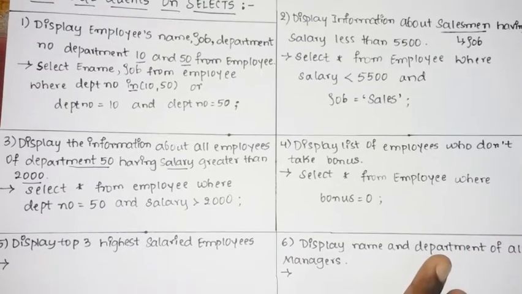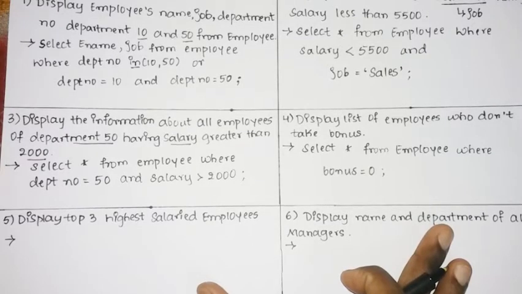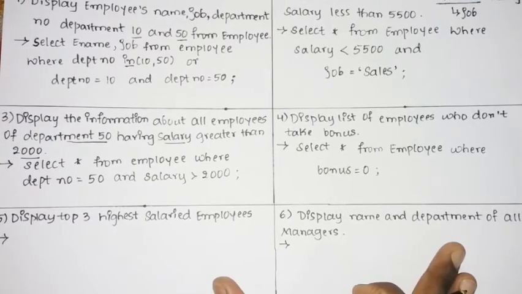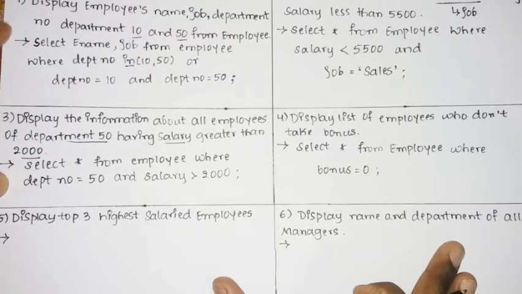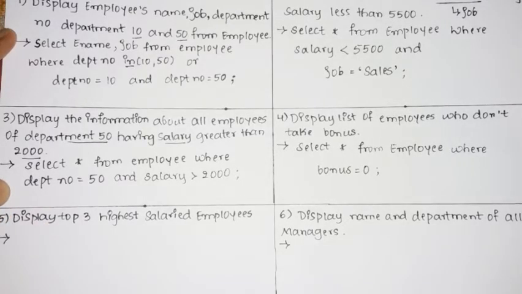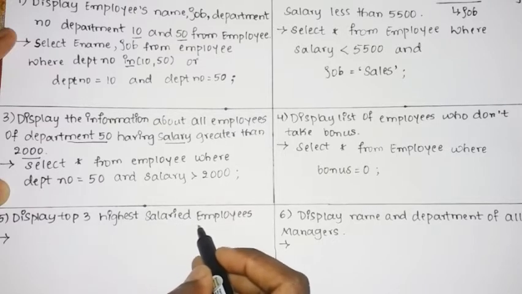So next we shall see the fifth query. The fifth query is you need to display the top 3 highest salaried employees. These are common questions, like displaying the salary of an employee greater than 2000 or displaying the top 3 highest salaried employees. These are some of the basic questions they ask, so you should be able to write the query for the same. Now we shall see how to write the query for this.